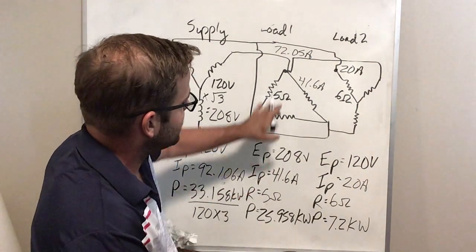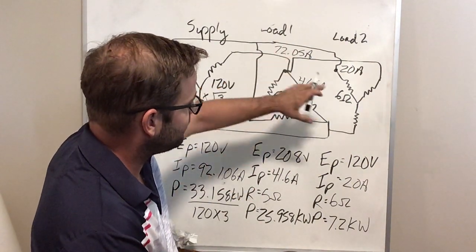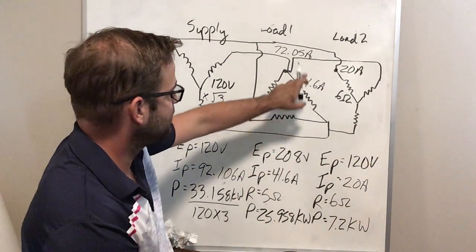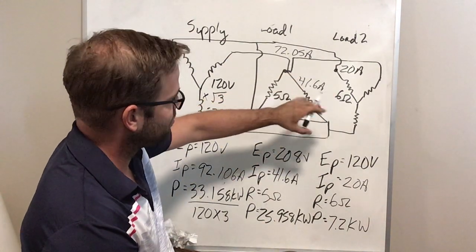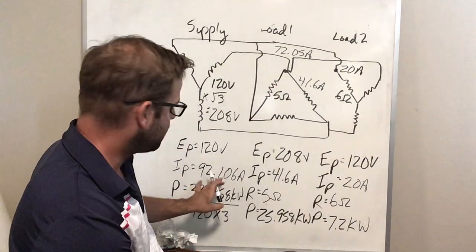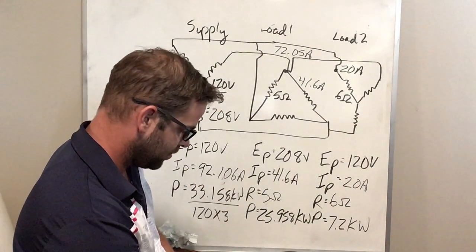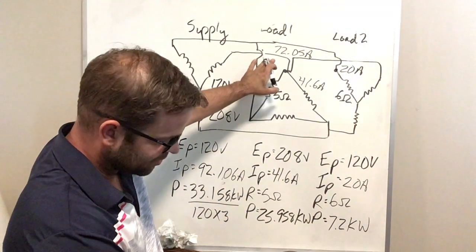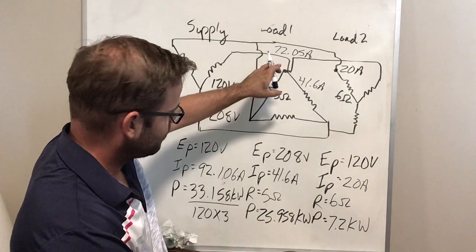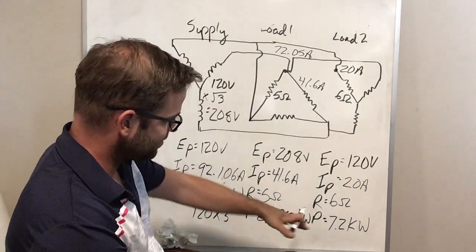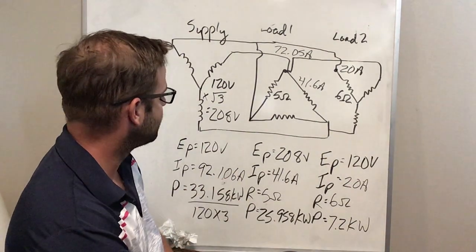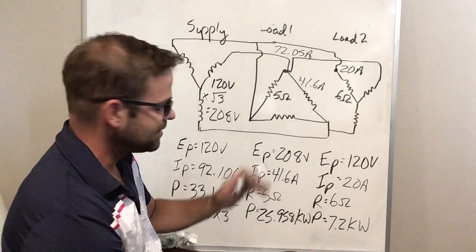And if we then take the 72.05 and the 20 amps and we add those two together, 72.05 plus 20 gives us about 92 amps. And you see that our total current is 92.106. So this was actually 72.051. And there would have been some other decimals added in, or some rounding that came from here that put this one up a little bit higher. But other than that, you can see that they are close.